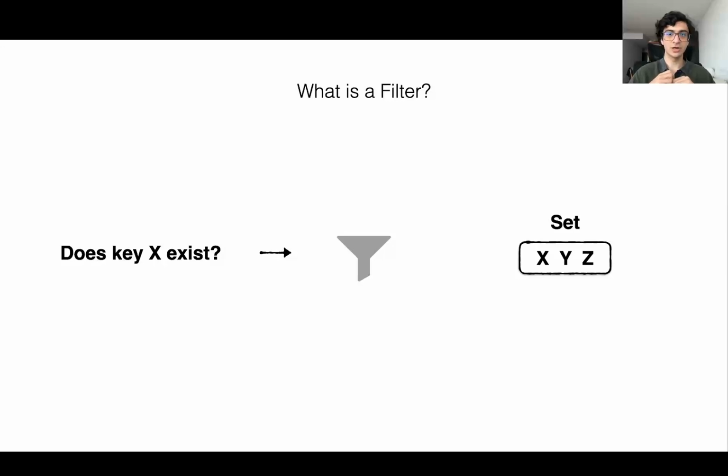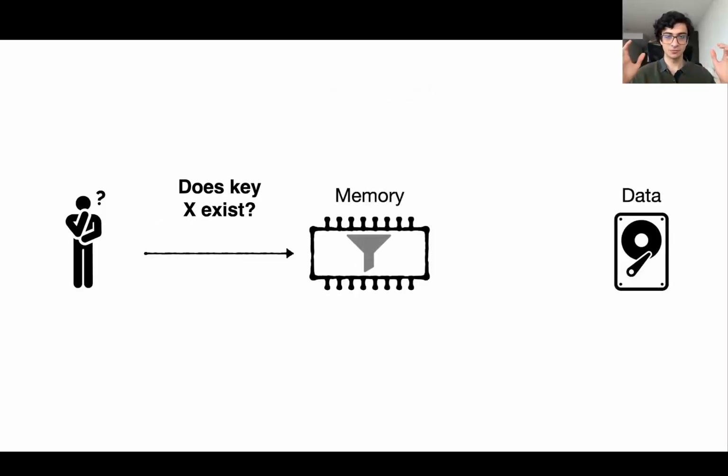Let's start with what a filter is. A filter is a compact probabilistic data structure that approximates a set of keys. We can give the filter a key X and ask if it exists in the set or not. Because filters are compact, they're often stored in small but fast memory, like DRAM, and they approximate large sets of keys that are typically stored on slower but more abundant media, like SSDs and disks.